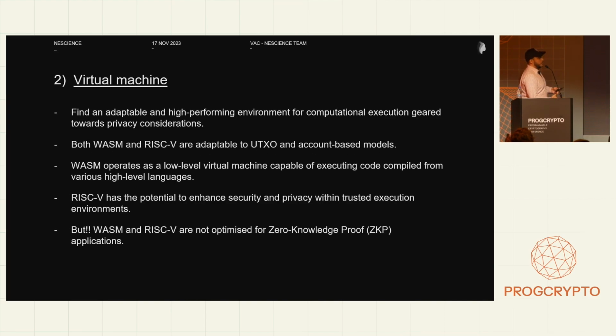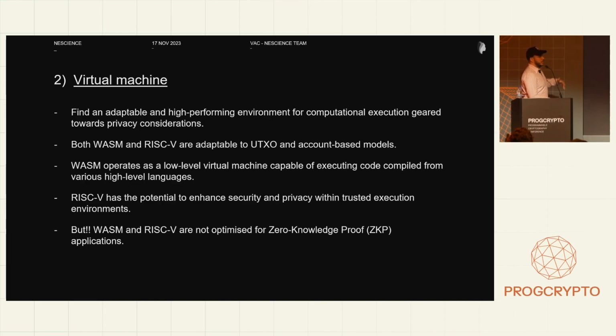So what we would like to do is to find a high-performing environment to compute and execute transactions, putting always into consideration that we need to look at some privacy features and have some privacy considerations. So WASM and RISC-V are adaptable to the UTXO model and the account-based model. WASM actually operates as a low-level virtual machine capable of executing code compiled from various high-level languages.